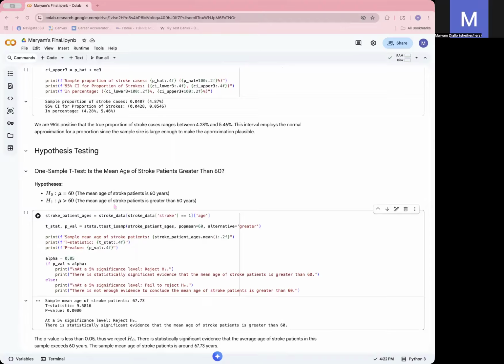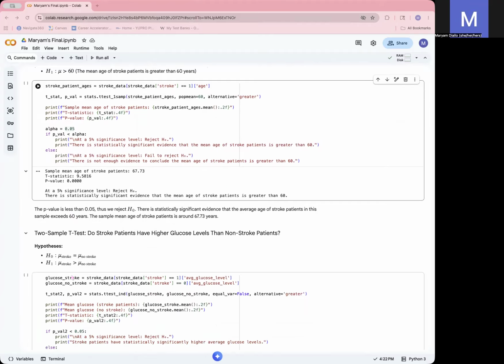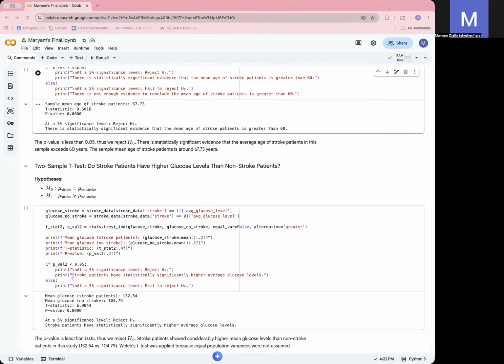And the result is that the sample mean age for stroke patients was about 67.73. So the p-value was well below 0.05, so we rejected the null hypothesis. And then next we used a two-sample t-test.